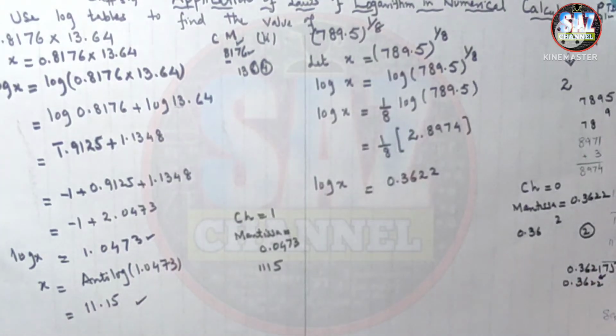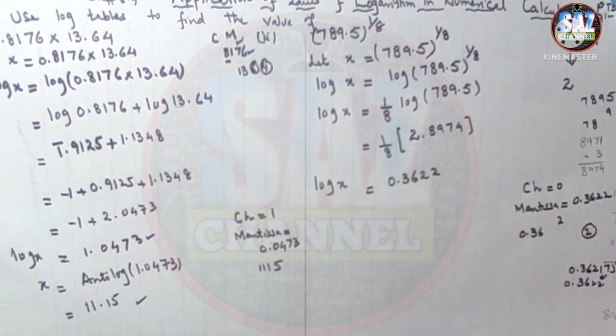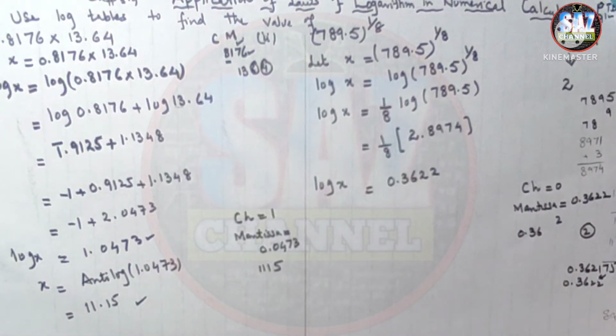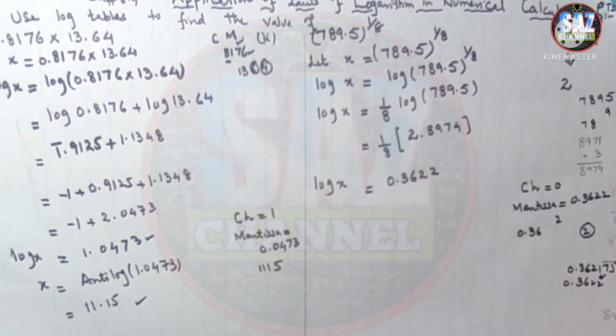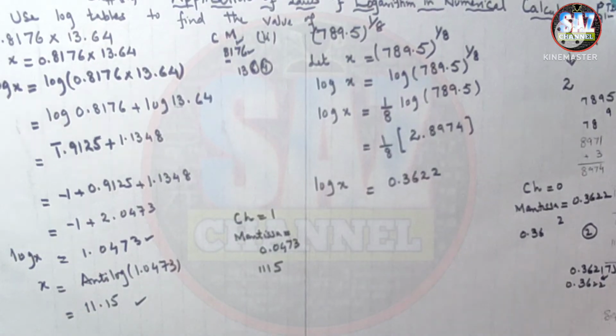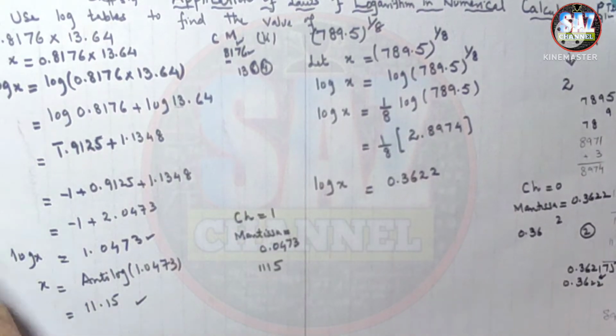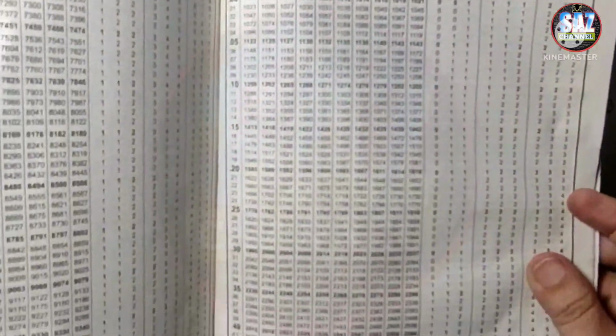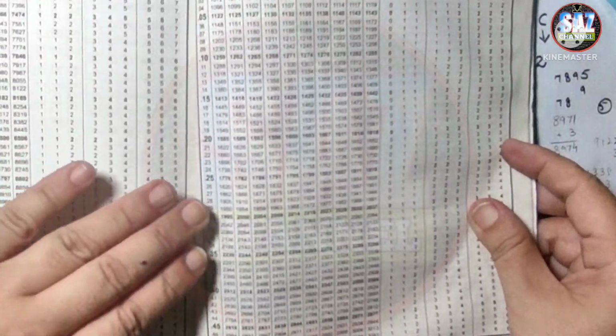Let me keep my book here so that I can show my students. But this time we will be using which table? Not the log table. This will be the antilog table, and I have to locate 0.36.